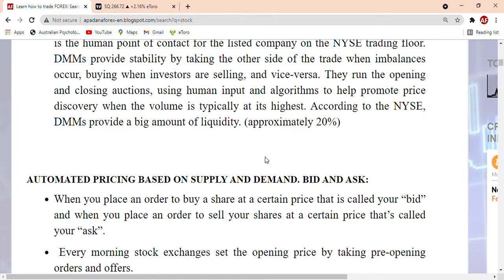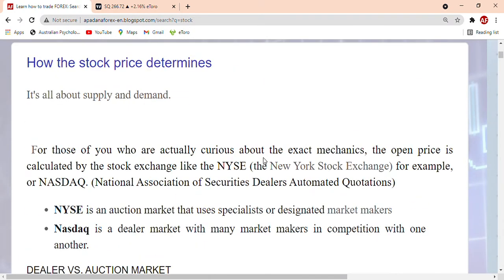I think that's enough for this topic, just for those of you who want to know how the stock price is determined. Otherwise, don't worry, just go and learn technical analysis or trading strategies, etc., and start trading on your own. I hope you learned something new.